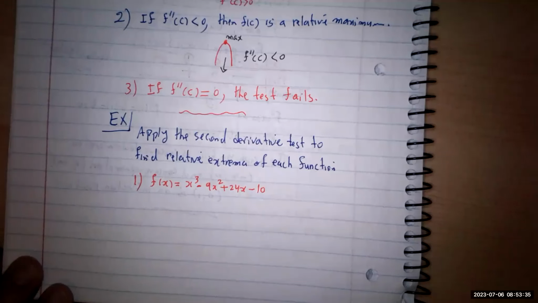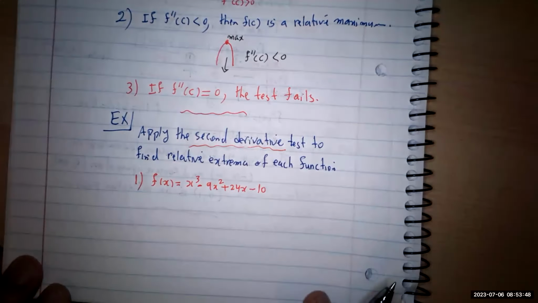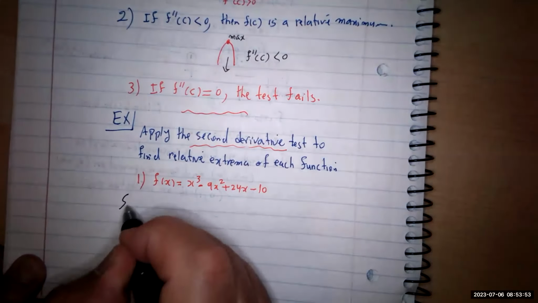You find the critical values, you drop them into the function, you find the candidates. Then for testing, you have two options. You can use the first derivative or the second one. But in this problem, since they say the second, you have to follow the order and do the second. So this is the solution.